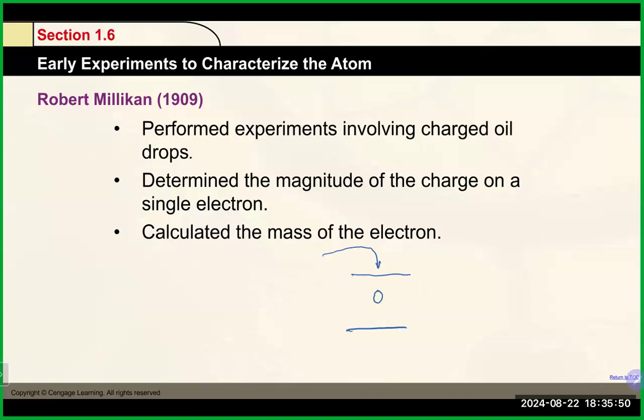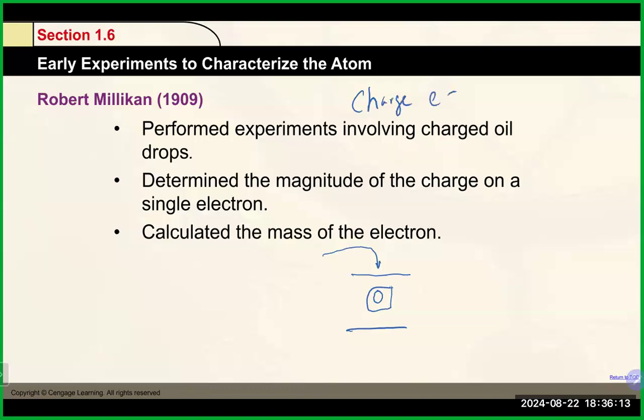What he was actually able to do in his experiments was adjust the electrical field in such a way that basically the drop of oil just kind of hung there, instead of going up, then going down, it just hung in place. And that was a major step to him understanding the charge of an electron.